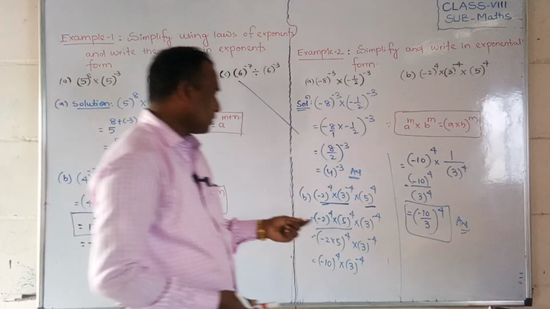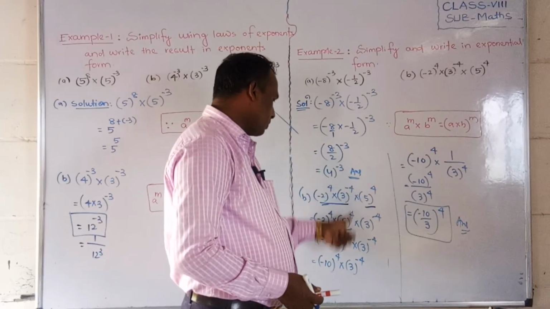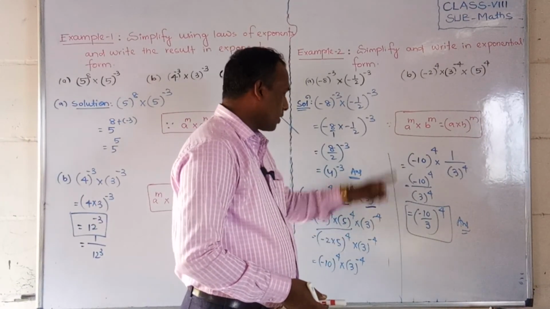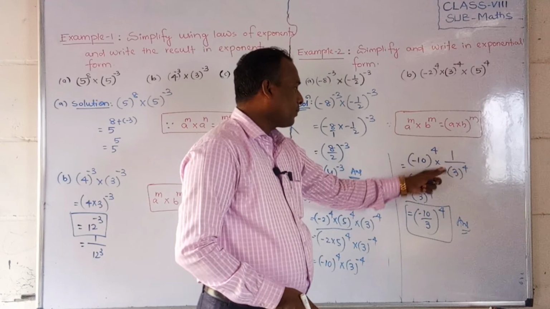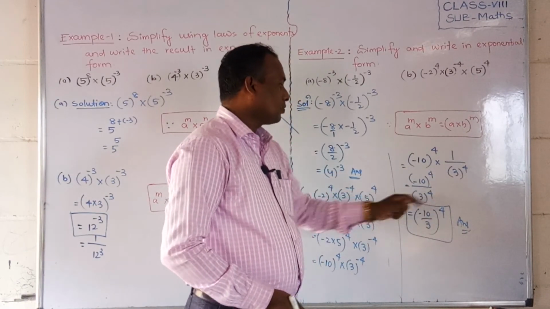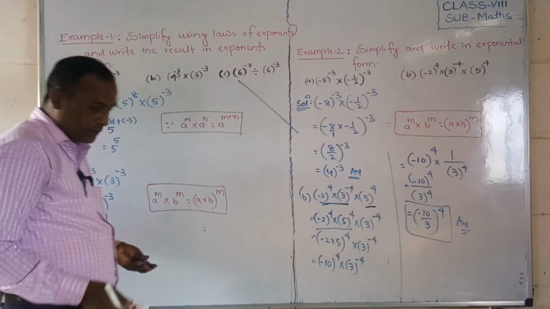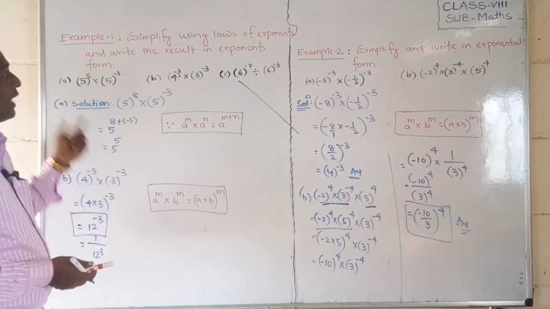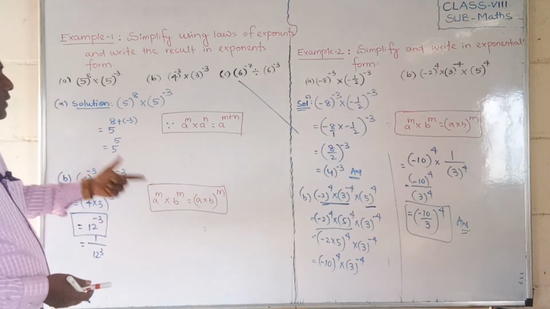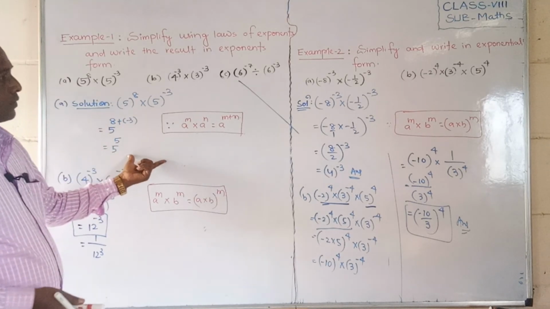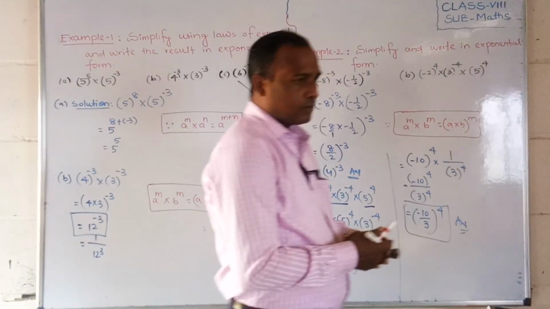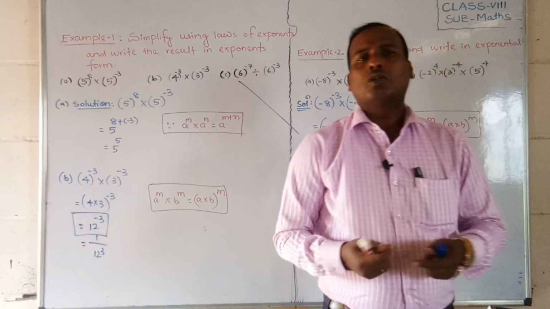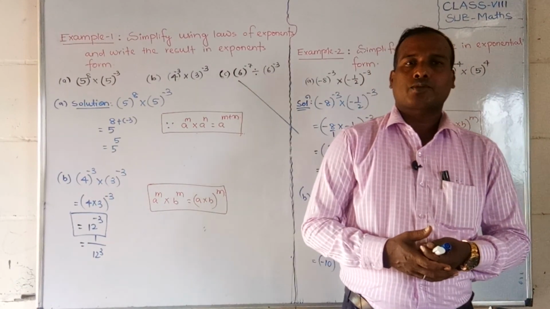Remember, students, if a negative power is there, then we make it a denominator, just the reciprocal. The numerator we multiply and simplify, and the denominator we keep as usual. So I hope you have understood how to simplify using the laws of exponents, and we made the result in exponent form. Next, you have to practice more examples like that, and if you have doubts you can ask me. Thank you all of you.